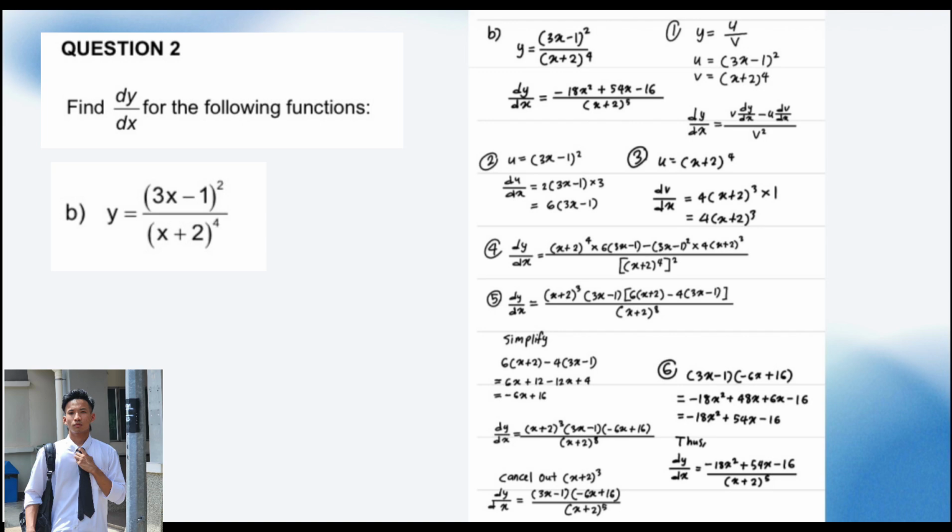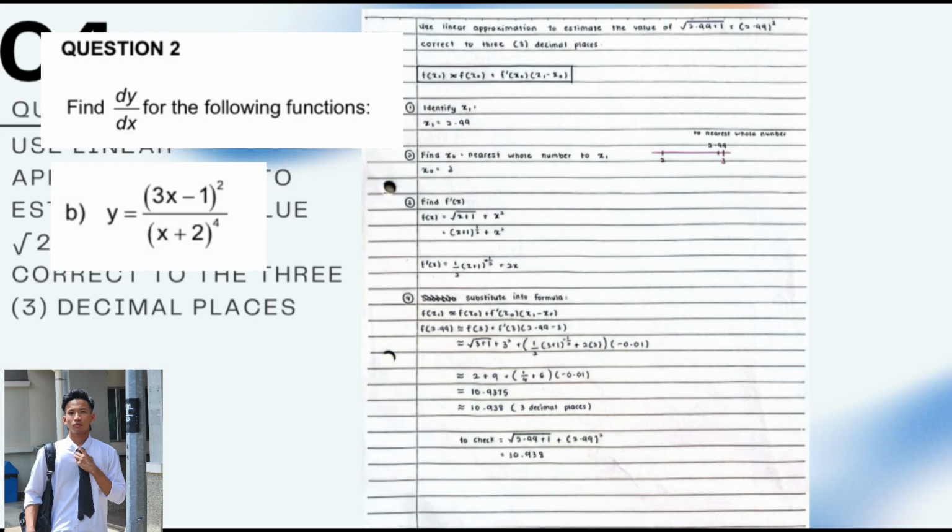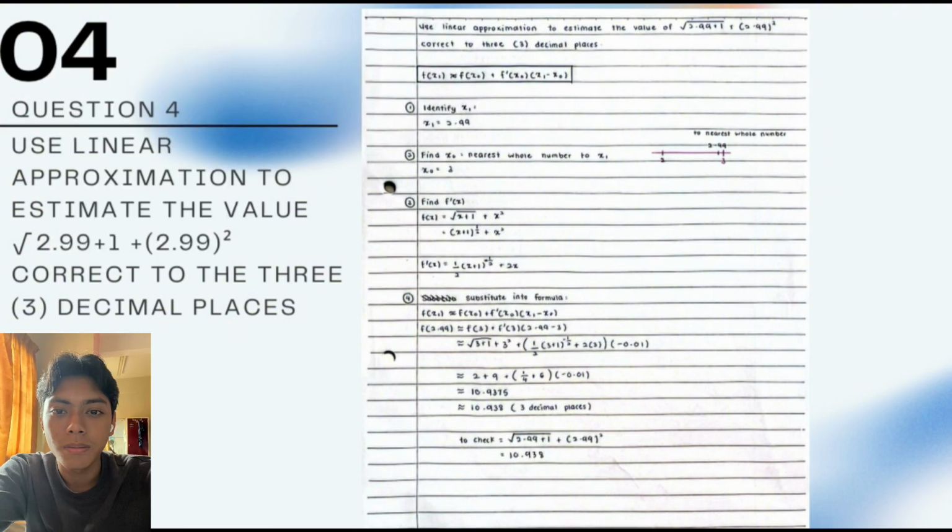(3x minus 1) multiplied by (minus 6x plus 16) equals minus 18x squared plus 48x plus 6x minus 16. So dy over dx equals (minus 18x squared plus 54x minus 16) over (x plus 2) to the power of 5. That is the answer.